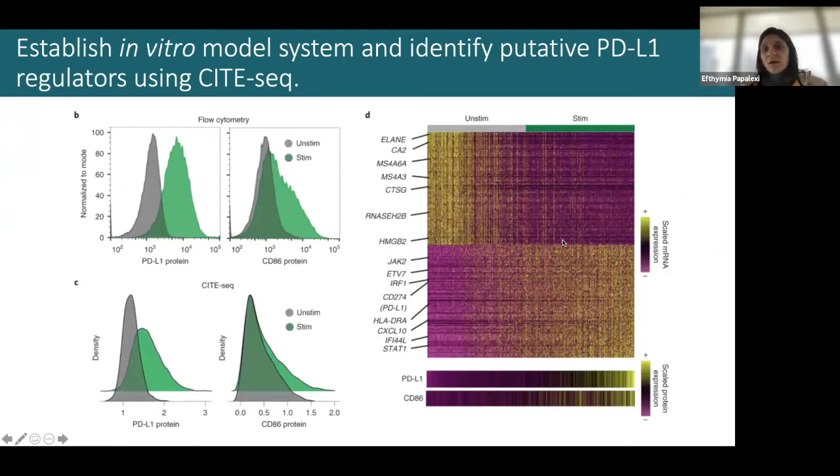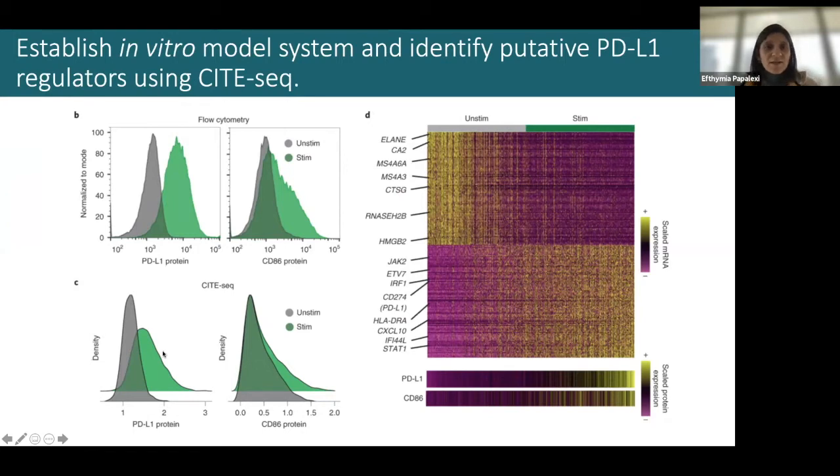So when I applied CITE-seq to my in vitro model system, I basically wanted to make sure I can trust the protein measurements I'm getting out of it. And so on the left panel at the top, I'm showing you flow cytometry measurements of PD-L1 expression in stimulated and unstimulated cells. And you can see that the stimulated cells upregulate PD-L1 protein by looking at the shift towards the right. When I measured PD-L1 expression with CITE-seq this time, I see a similar shift to the right, suggesting that I can see the same surface protein shifts in both technologies.